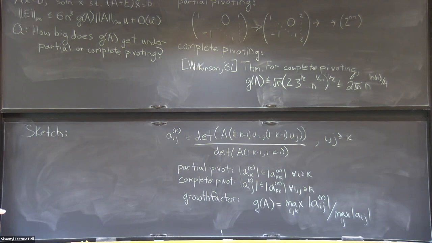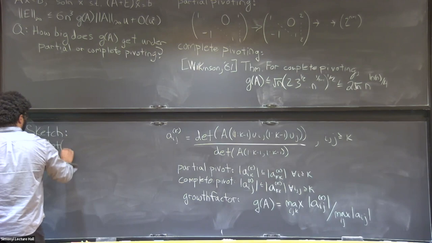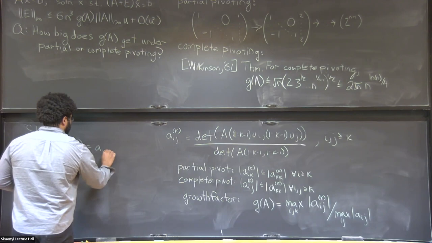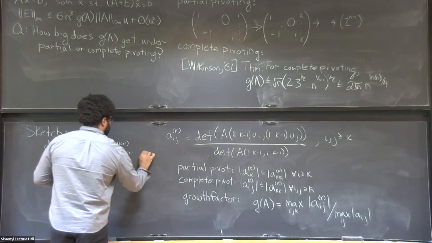Okay, so if you look at, let's say, the matrix at the kth step, well, this is just equal to the product of our pivots from k all the way to n.